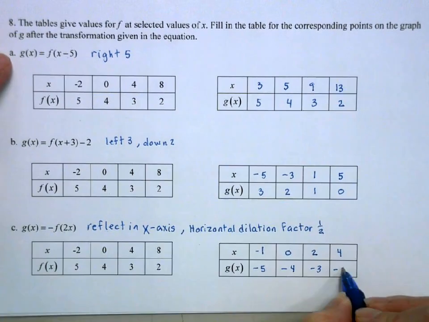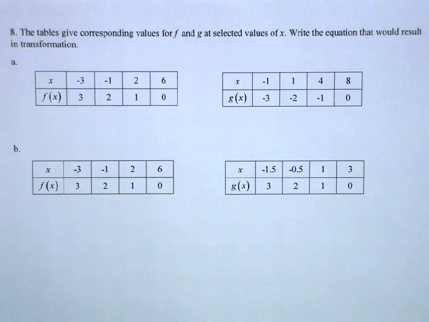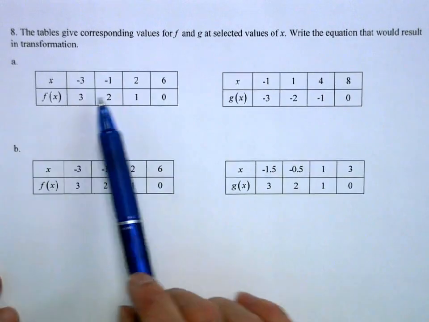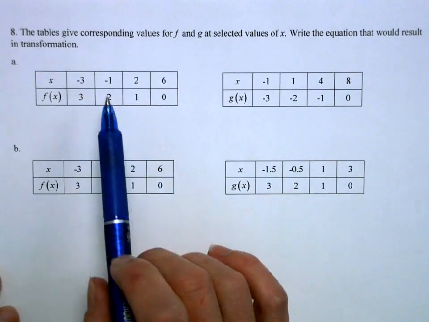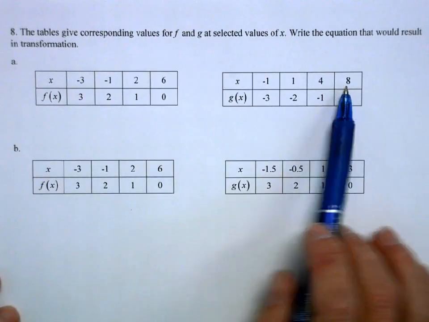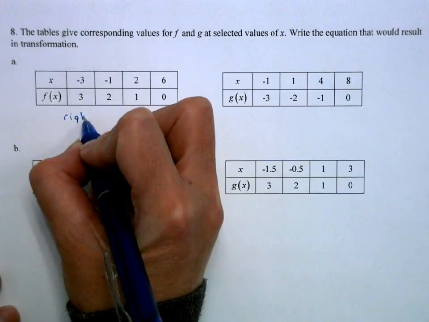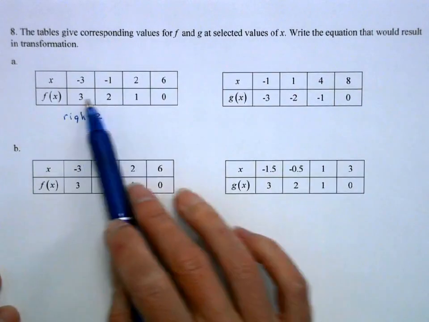Okay, next, rather than going from equation to table, we're going to go from table to equation. So we're going to try to pick up on what's happening going from here to here. So looking at my x values, all of these are 2 bigger than this, so we're going right 2. All my y values are opposite. So it's a reflection in the x-axis.